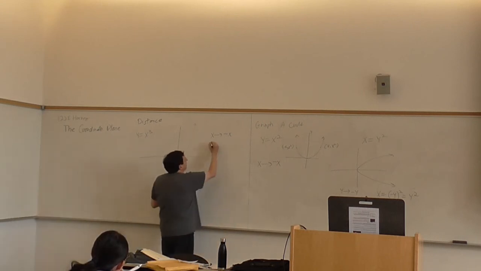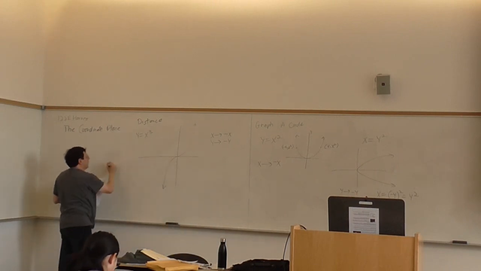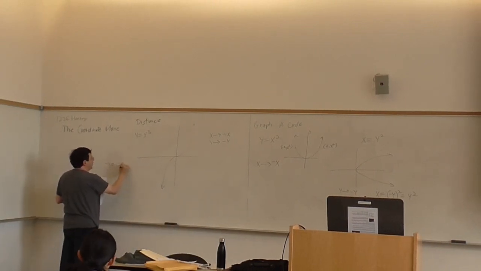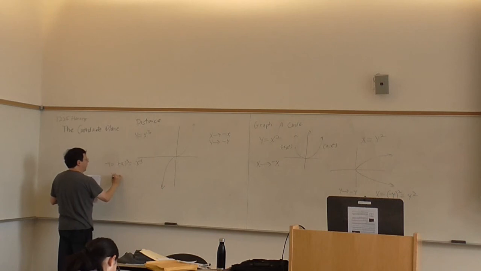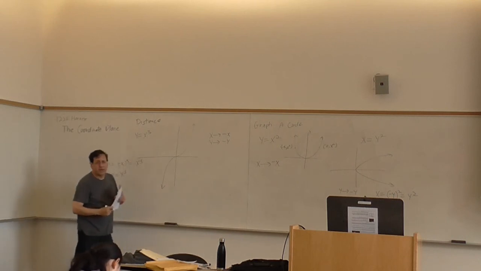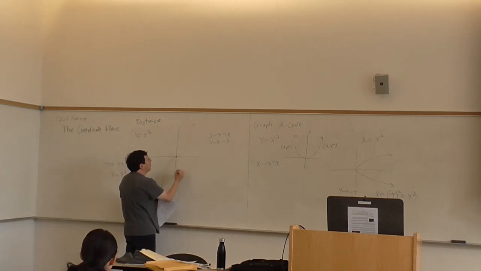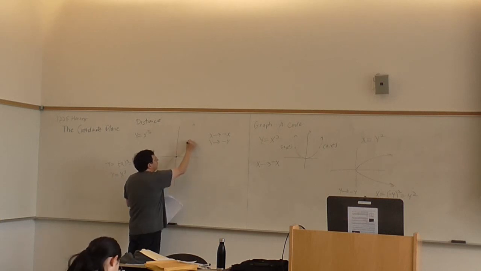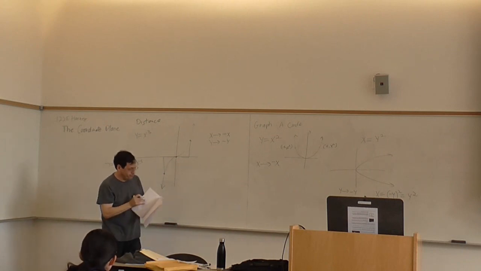But if I substitute both x and y as minus x and minus y, what do I get here? Minus y equals minus x cubed. But I can multiply through by -1, and I get my equation back. Okay, this is symmetry around the origin. For each point over here, there's a similar point here.